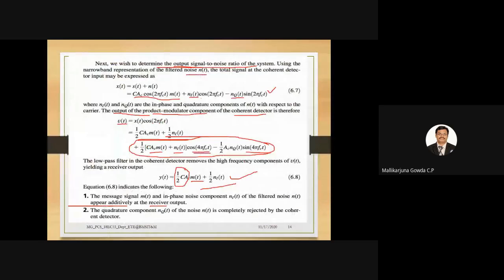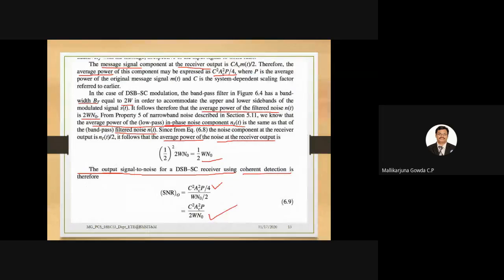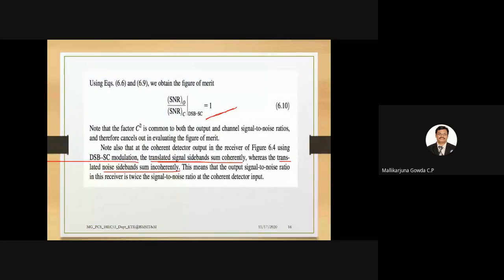To find the output SNR, we first need the output of the detector. By writing these expressions, you should be able to say what y of t is. Based on this, we can find the average power of the demodulated message signal and the average power of the noise at the detector output. Then after finding the output SNR, you can say what the figure of merit is. If you write this much, you will be able to get 8 marks.